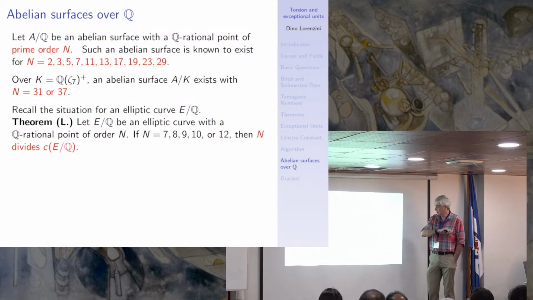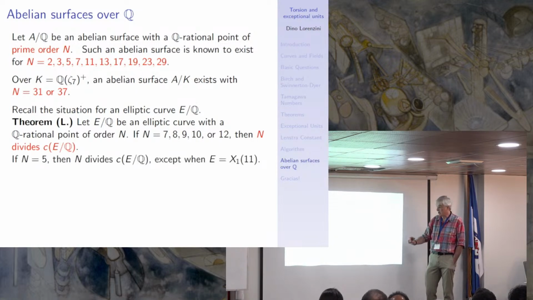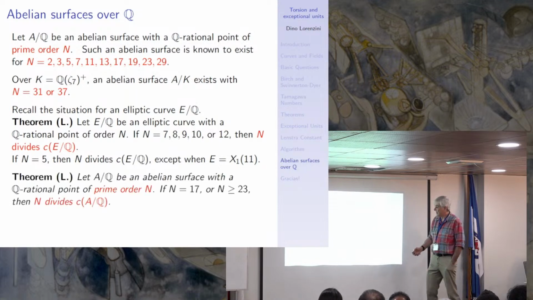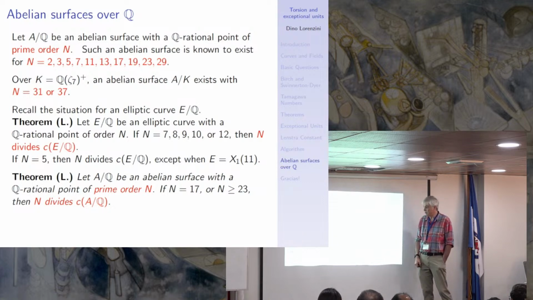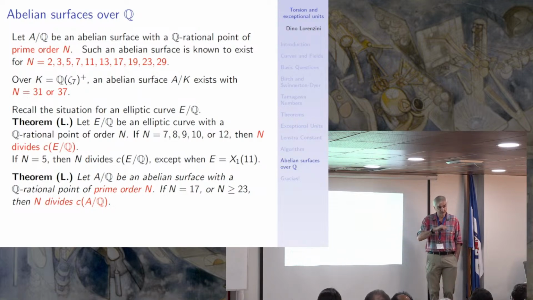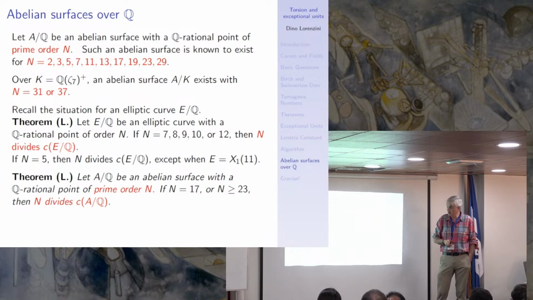For high order, you can find the divisibility on the nose. You can prove you always have divisibility. And then there is a range where there are exceptions, right? And the question is, is this the same for abelian surfaces, right? Is there finiteness? So I can prove the divisibility. If you take an abelian surface with a Q-rational point of prime order n, then for n equals 17 or n bigger than 23, divisibility always holds, right? So this takes care of high n divisibility. Then there is a range where you could possibly have only finitely many exceptions.